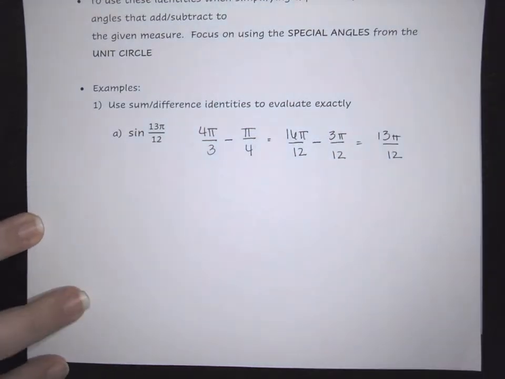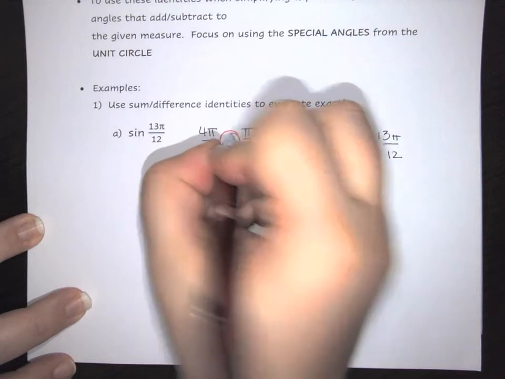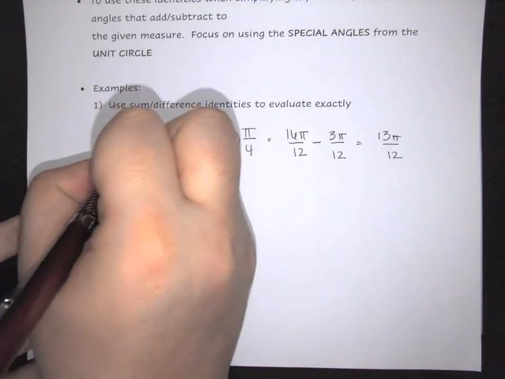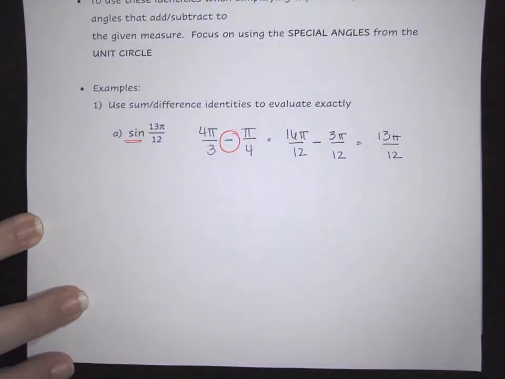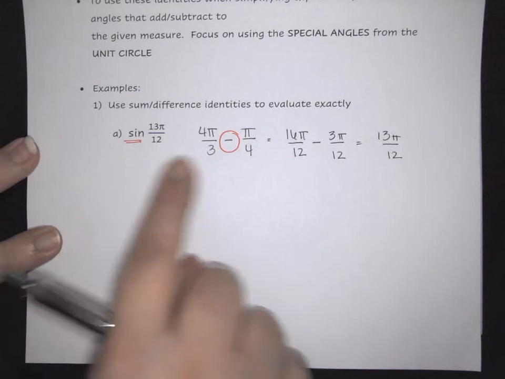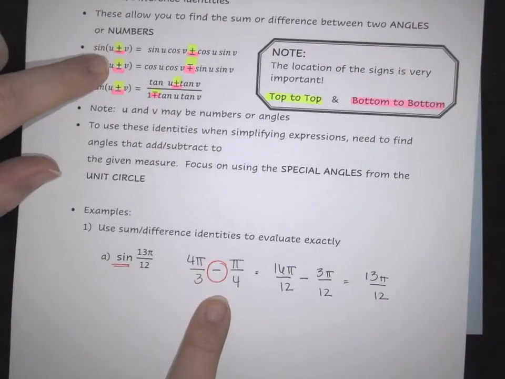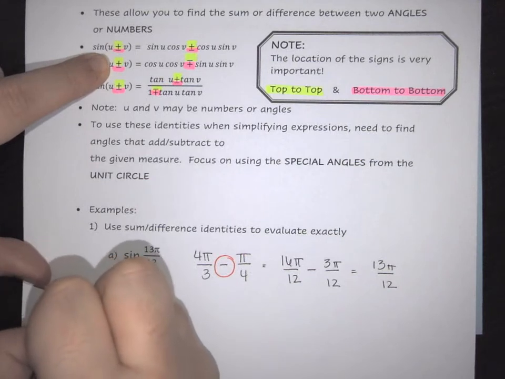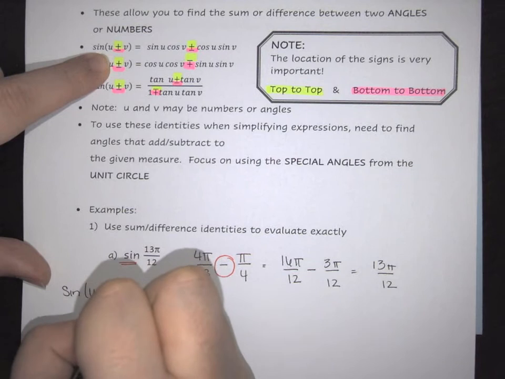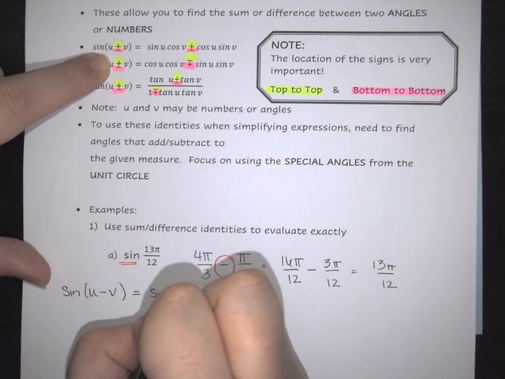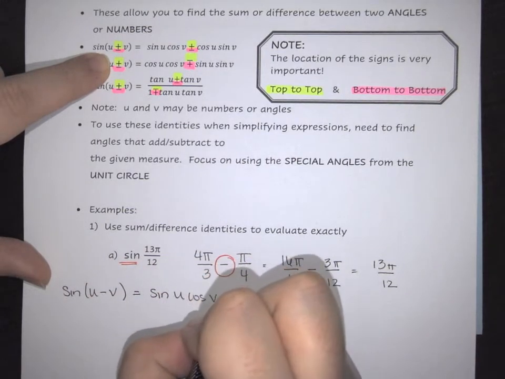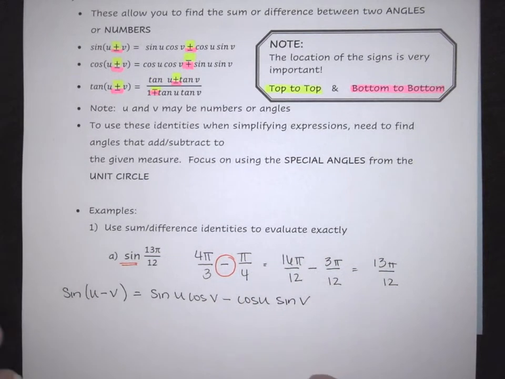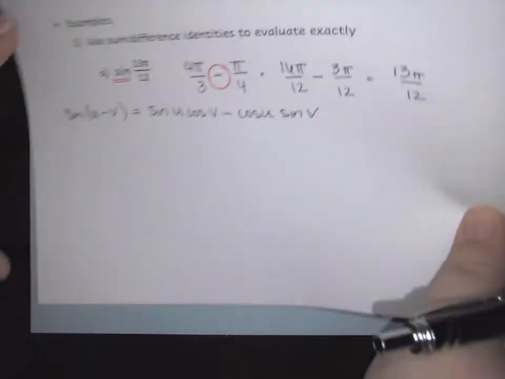Now what's important about that is this sign right here. This tells us what we're doing, as well as this trig function here tells us which identity we're using. So we're using sine, and we're using the difference of. That means we are going to use sine of u minus v, which is going to equal the sine of u, the cosine of v, minus the cosine of u, the sine of v. Okay, so that's the identity we're going to use.